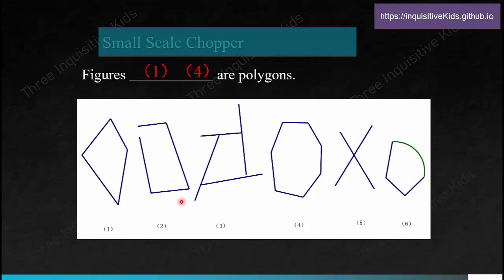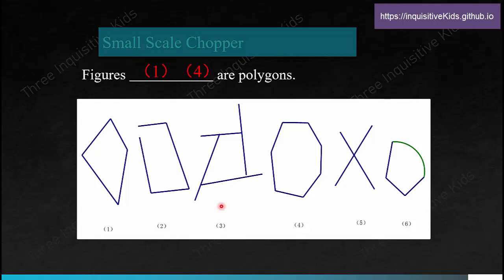2 is made of several line segments, but it's not closed, it's open. So that wouldn't work. 3, as you can see, is also open, there's a little crack there. And the line segments have to successively connect to each other. They can't be open or go over each other. They have to connect perfectly.